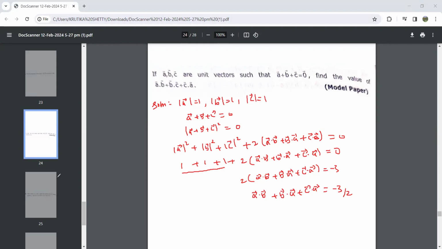Okay, next. The same formula we are using to solve the next question. You need to remember this expansion: A plus B plus C whole square is equal to mod A square plus mod B square plus mod C square plus 2 times A dot B plus B dot C plus C dot A, which is equal to 0 here because the value is already given. The condition is given: A plus B plus C is equal to 0. So next we will discuss one more similar question.